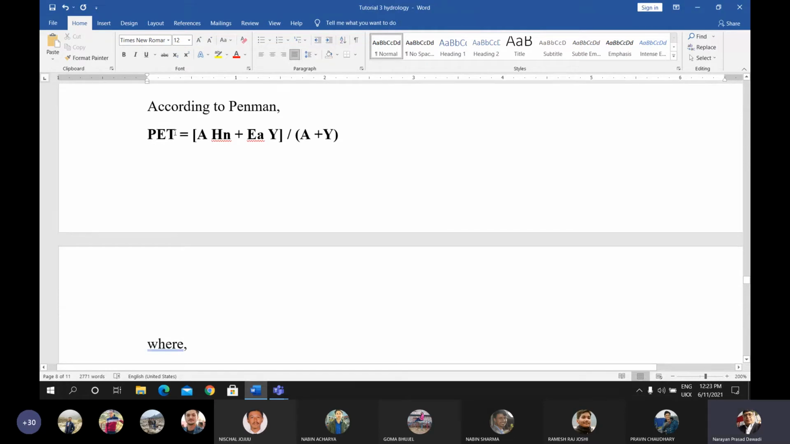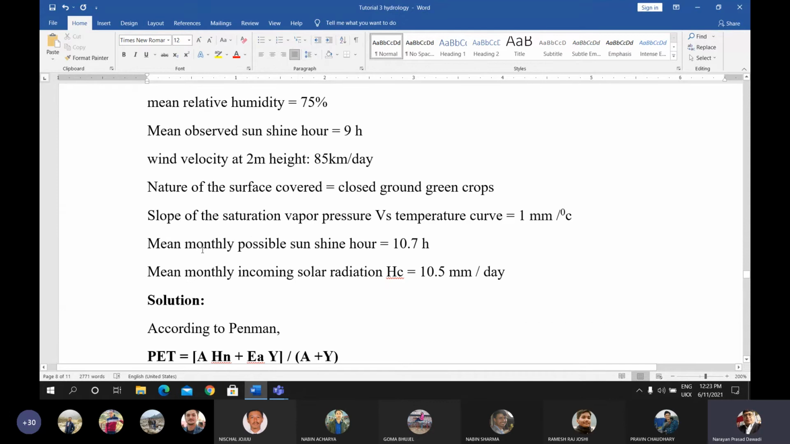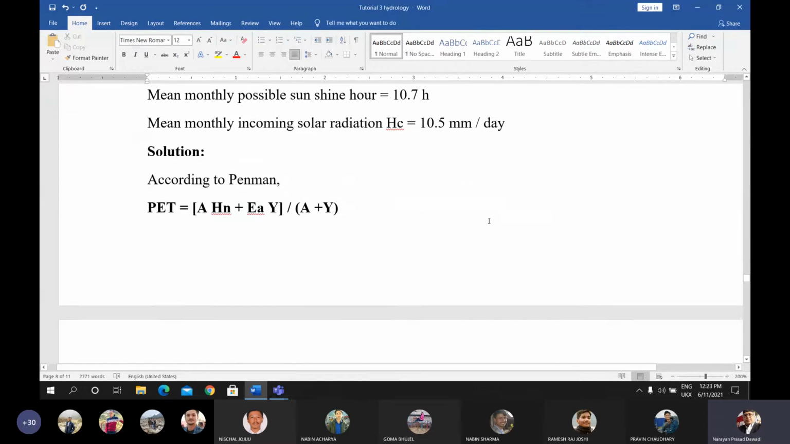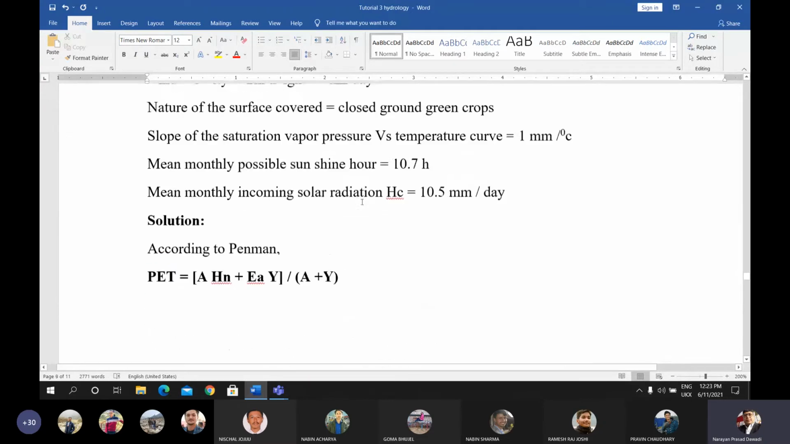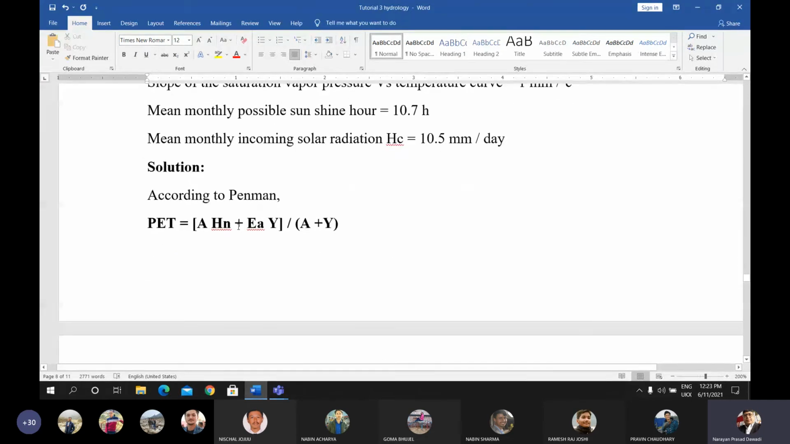A is the slope of the saturation vapor pressure versus temperature curve. The value of A is 1 mm per degree Celsius. This is the slope of the saturation vapor pressure versus temperature curve, which is A. Okay? And Hn is equal to net heat radiation.